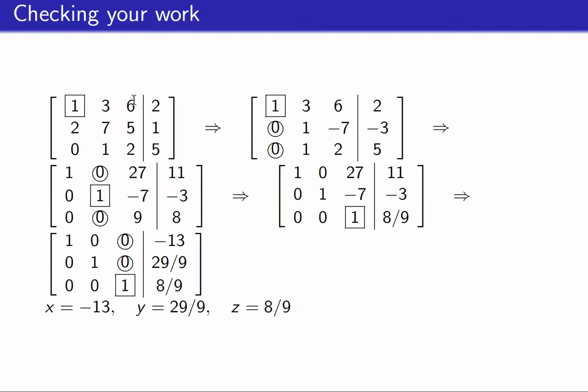x plus 3y plus 6z is equal to 2. So we just plug in: 1 times -13 plus 3 times 29/9 plus 6 times 8/9. Is that equal to 2? Just check. And similarly with this, 2x plus 7y plus 5z, is that equal to 1? Is 0x plus 1y plus 2z equal to 5? Plug it in, and it works. So you can always check your work.